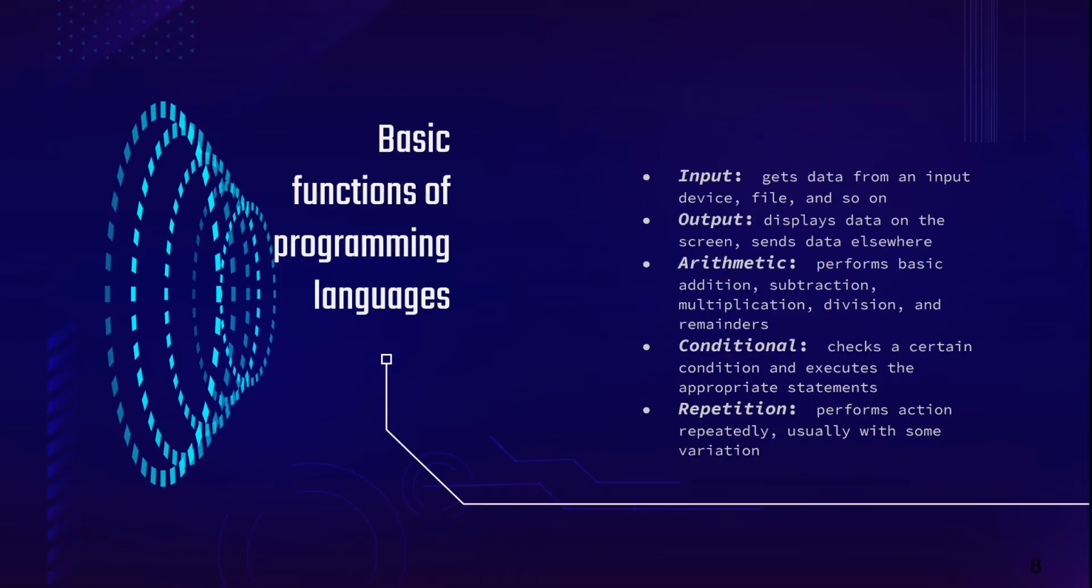Basic functions of any given programming language: there's input, which will grab data from some kind of input device, file, and so on and so forth. Output, which is going to display data on the screen or just somewhere, and it'll send data elsewhere. Arithmetic, which is math, and it'll perform basic subtraction, addition, multiplication, division, and remainders. Conditionals, which will check a certain condition and execute the appropriate statements, and repetition, which will perform an action repeatedly, usually with some kind of variation each time.